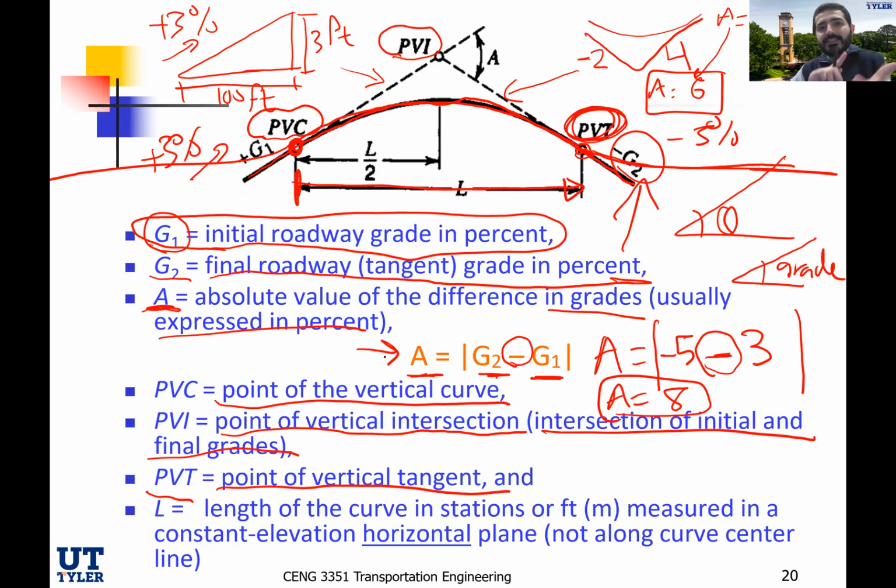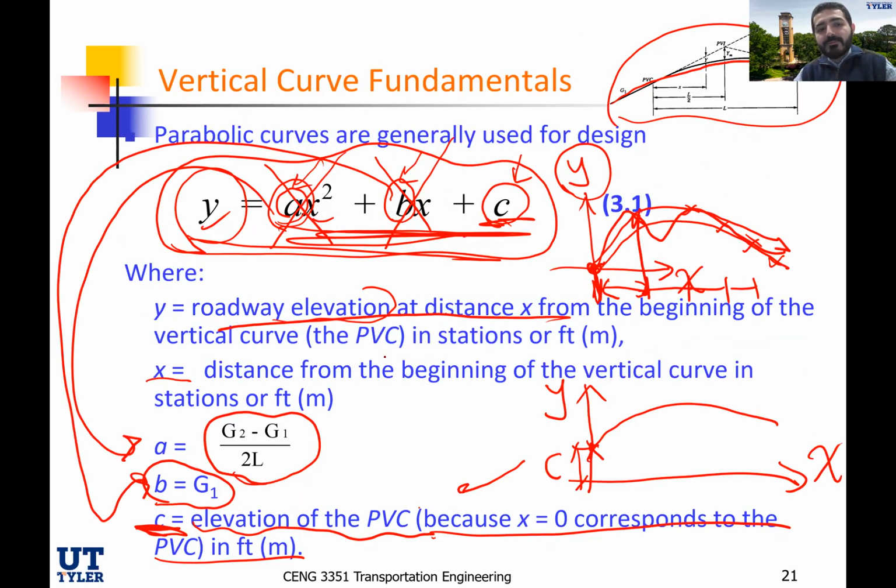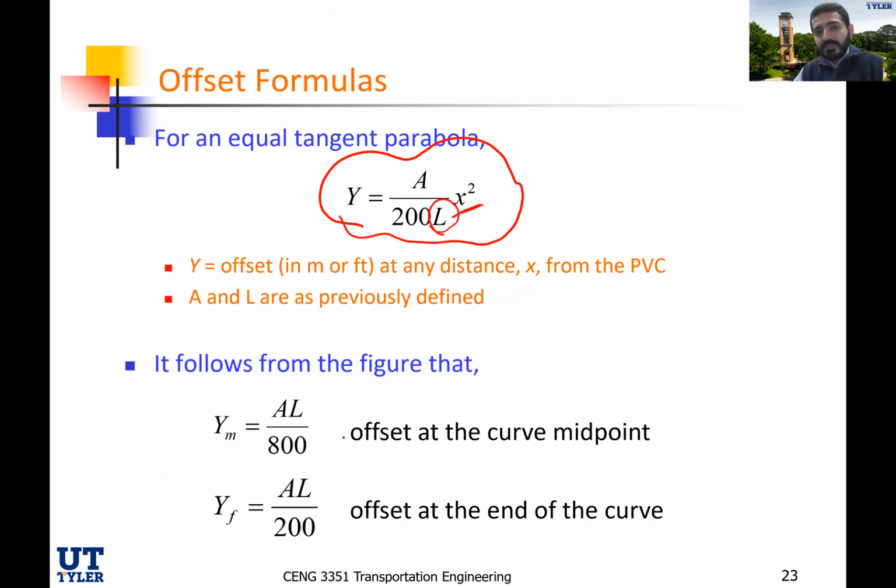Please make the distinction. There are two A's here. Capital A, this is the absolute value of the difference in grades, which is G2 minus G1, while small a in this equation is G2 minus G1 over 2L. Please make the distinction. In this equation, you are using capital A, which is the absolute difference between G2 minus G1.